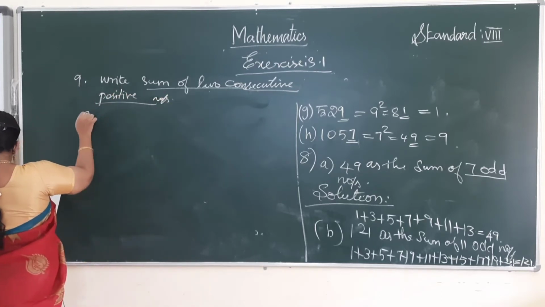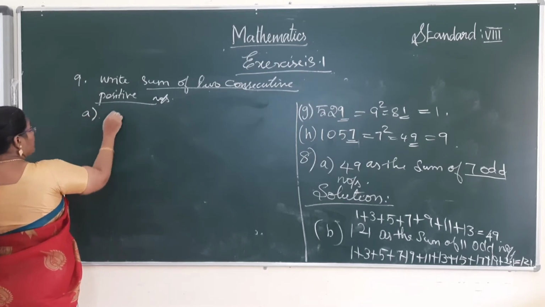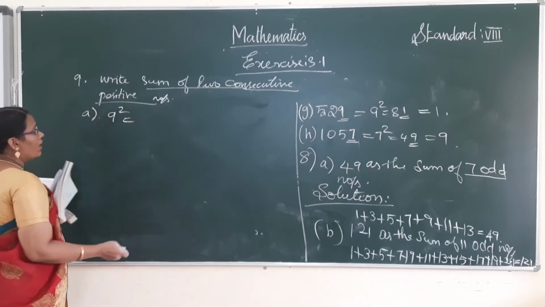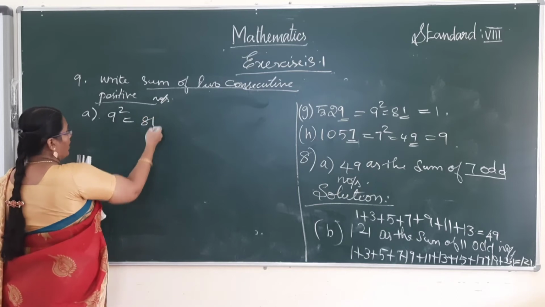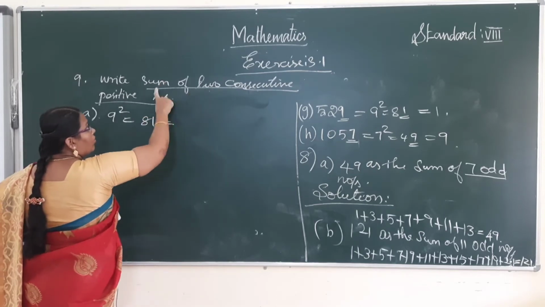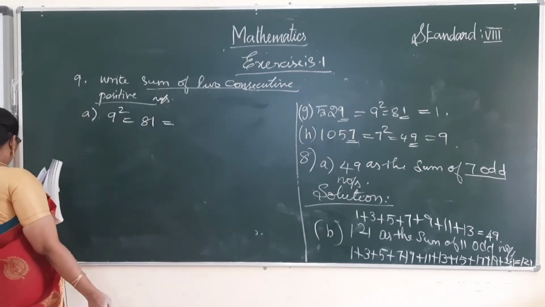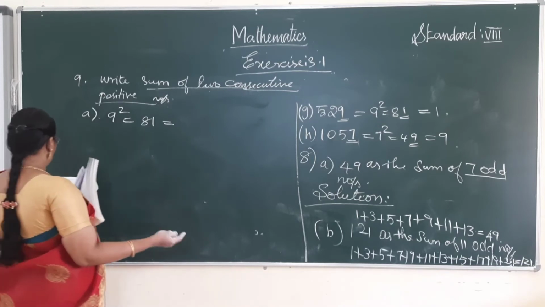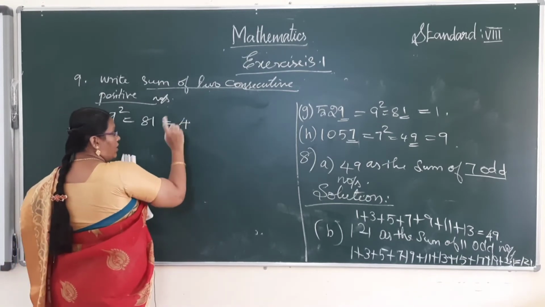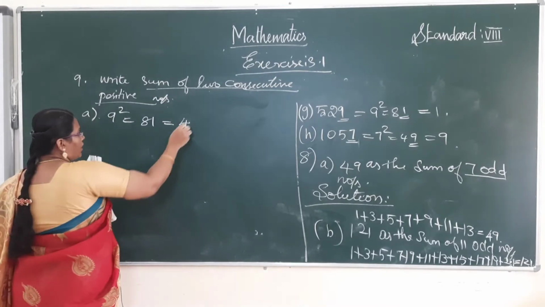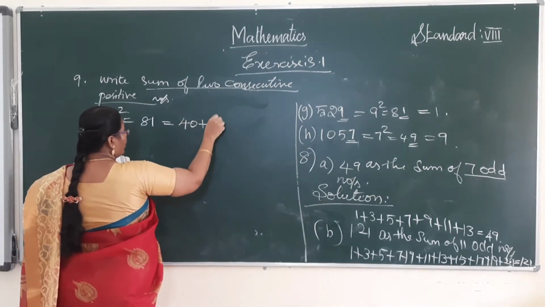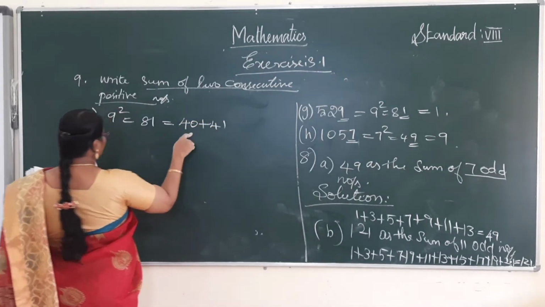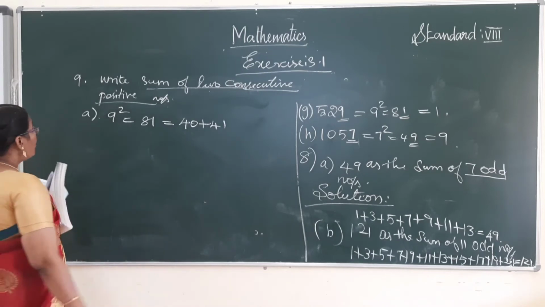Okay, the first one, 9 square. What is the value of 9 square? 81. It can be written as the sum of two consecutive positive numbers. Consecutive means next numbers. So 40 plus 41 we get the 81. The sum of consecutive numbers are 40 plus 41.